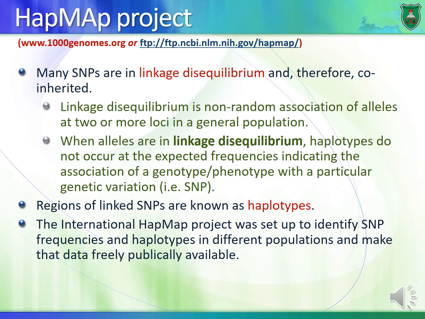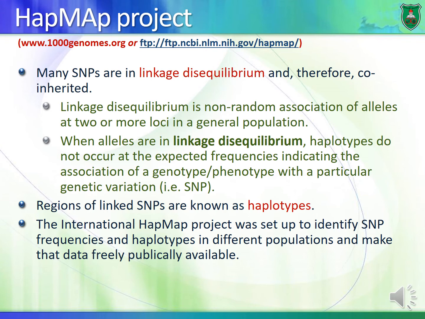Now, many of these single nucleotide polymorphisms are in linkage disequilibrium. Now, what this means is that they are co-inherited with certain other markers or genes. And this is what linkage disequilibrium means. It means it's basically non-random association of alleles at two or more loci in a general population. So they would say that this particular SNP is associated with this gene or this phenotype in a population, and this SNP is associated with that disease or that condition or that trait.